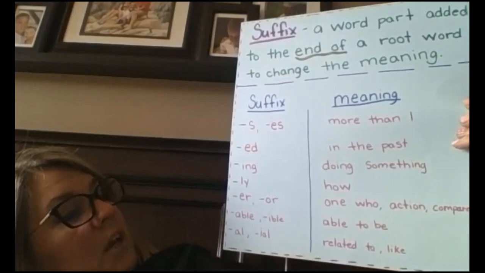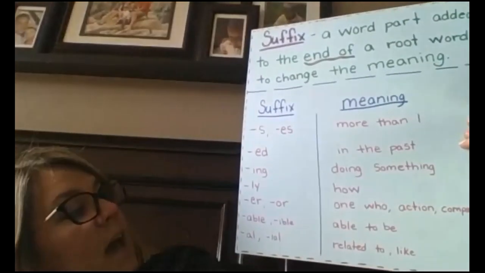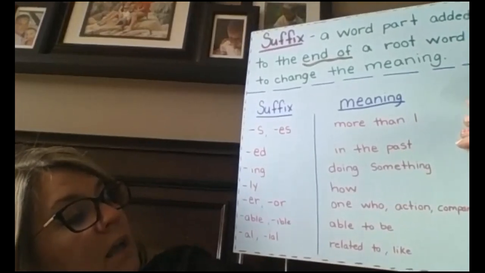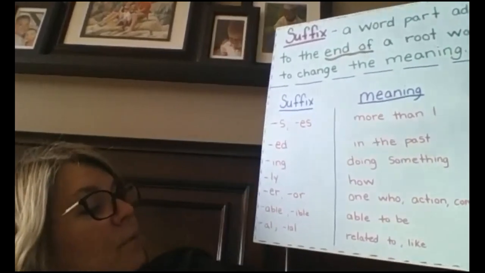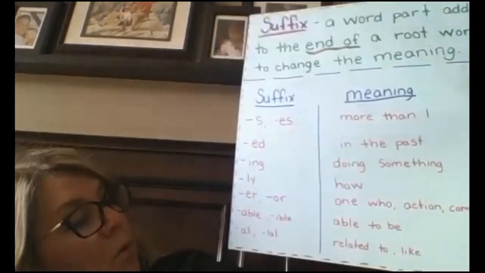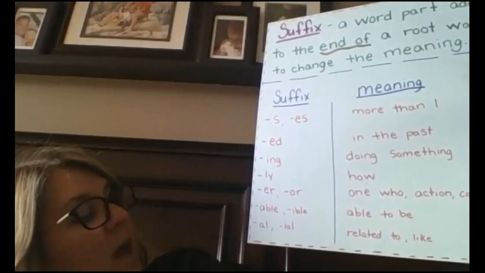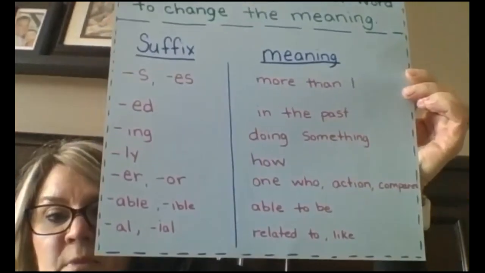If we have ing, it means you're doing something. So we use that on a verb as well. If you see ly, it means how. Er or or is an action, one who does an action or compares something. If we have able or ible, it means you're able to be. And if we have al or ial at the end, it means related to or like. So these are some of the suffixes and prefixes that we've been working on. And I know that you've heard these before because you've been watching those videos all week.